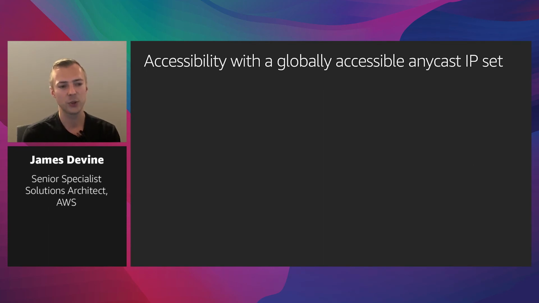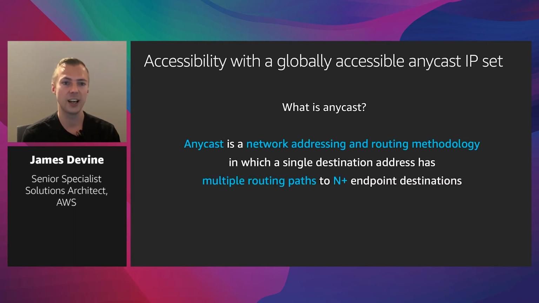The core technology behind Global Accelerator is Anycast, which, if you're familiar with BGP, is a feature that allows you to take an IP address and announce it out of multiple locations. The definition here is a network addressing and routing methodology in which a single destination address has multiple routing paths to N+ endpoint destinations. Really a complicated way of saying we have an IP address that we can advertise around the world and then draw traffic into our network and route it intelligently from there.